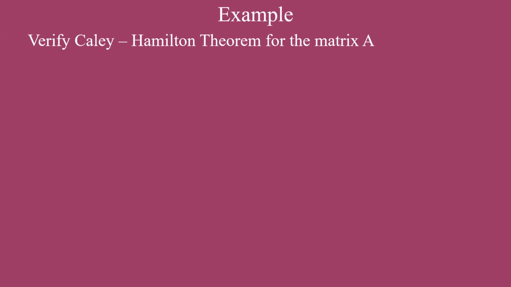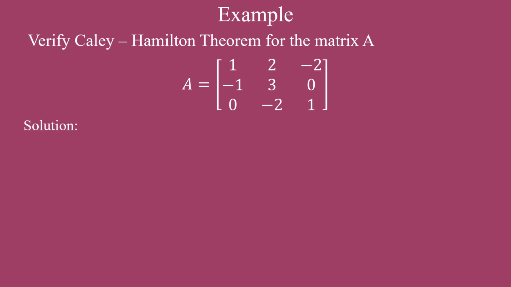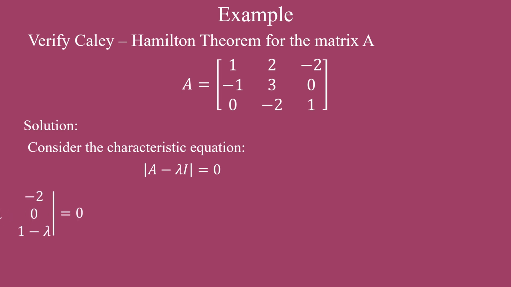Let us understand this with an example. Verify Cayley-Hamilton theorem for the matrix A. Here we are having matrix of order 3 by 3. So to verify Cayley-Hamilton theorem, we need to find first characteristic equation. Consider the characteristic equation, which is determinant of A minus lambda times I equals to 0. Let's have a subtraction between A and lambda times I.